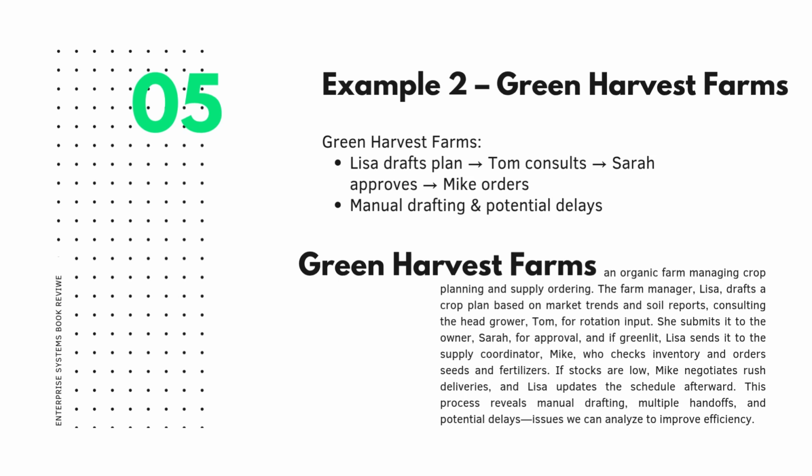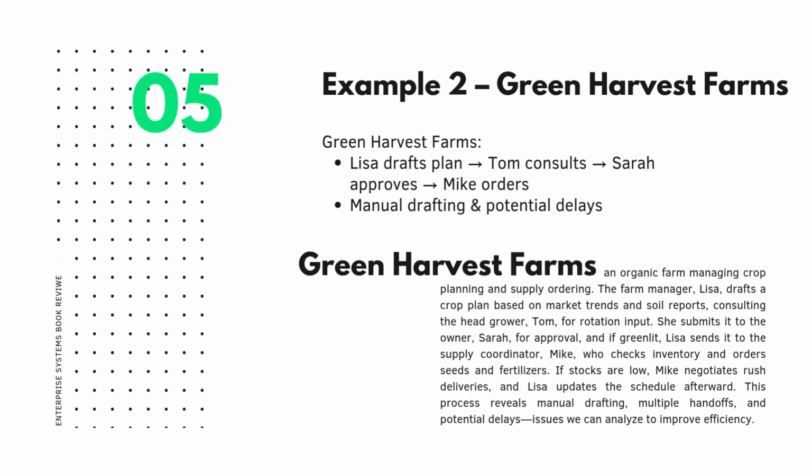Now let's explore Green Harvest Farms, an organic farm managing crop planning and supply ordering. The farm manager, Lisa, drafts a crop plan based on market trends and soil reports, consulting the head grower, Tom, for rotation input. She submits it to the owner, Sarah, for approval.